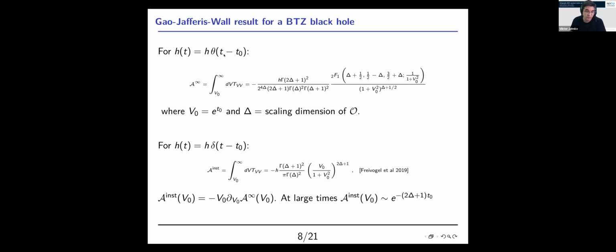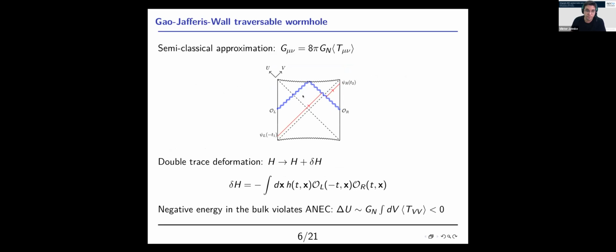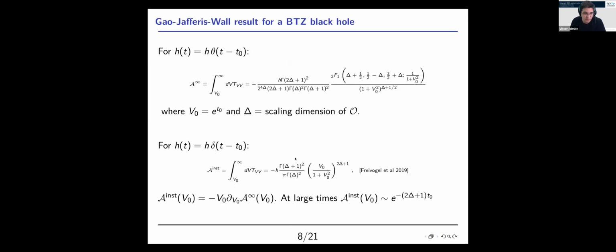It's derived for a perturbation included at time t0 that remains in the system forever. You can get a somewhat simpler formula if you consider a delta function as the source of this perturbation. This was derived by Freivogel, and you get this result. The important thing about this result is that at large times, the average null energy has an exponential behavior as a function of the time t0. I am going to use this to compare with my results for conserved current operators. Okay, so this is a summary of Gao, Jafferis, and Wall's result.